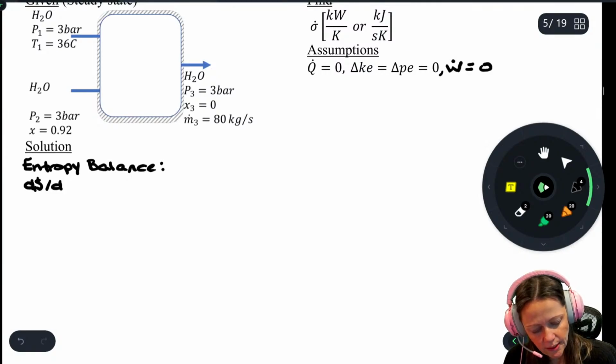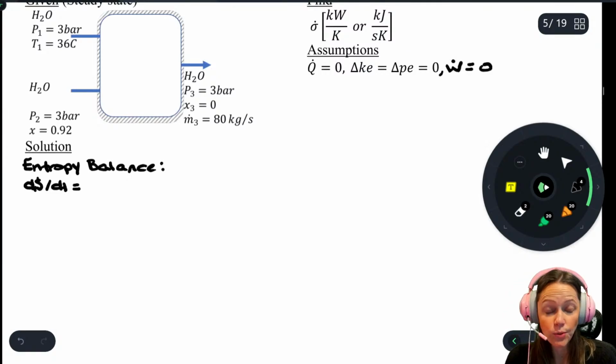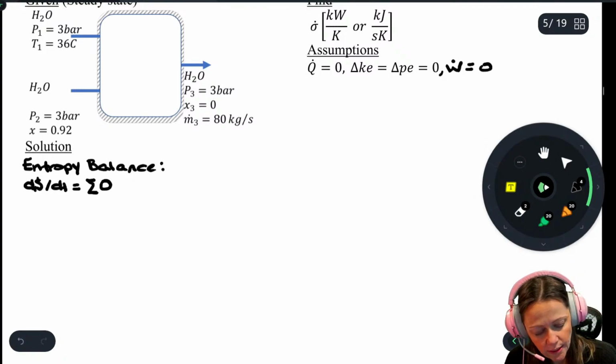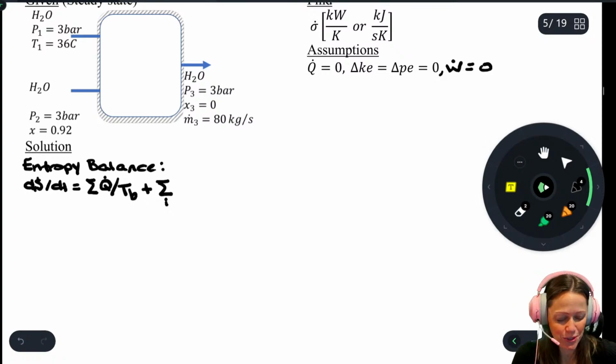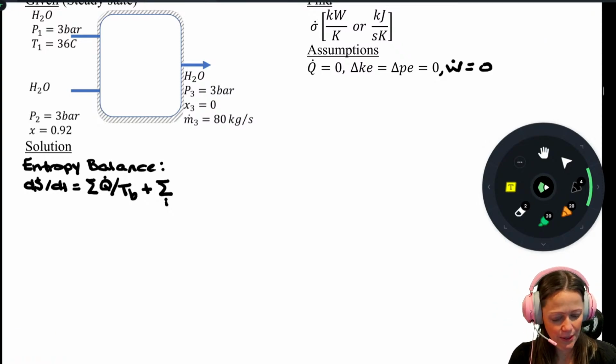So the rate of entropy change contained within the system boundary is equal to the rate of entropy transferred by heat transfer across the system boundary at some temperature TB.